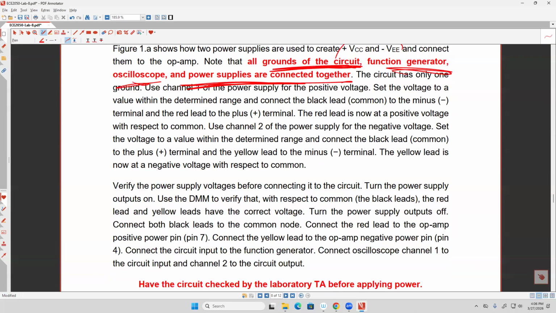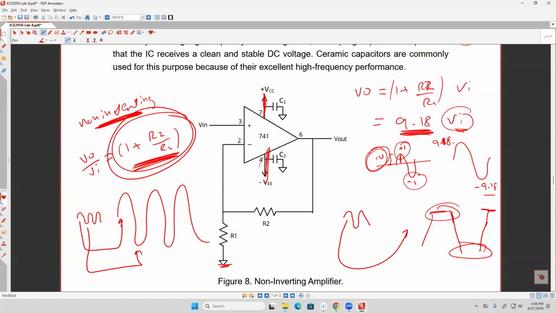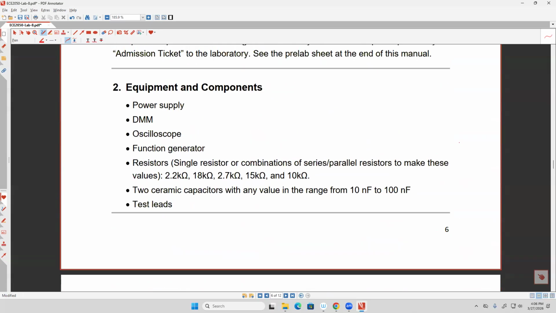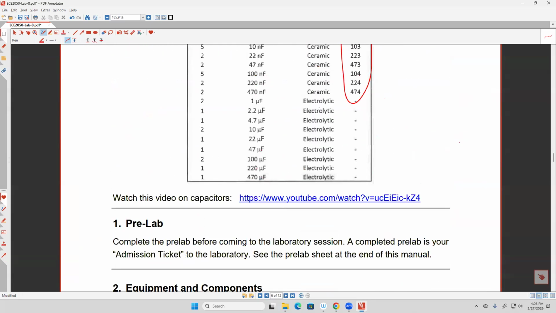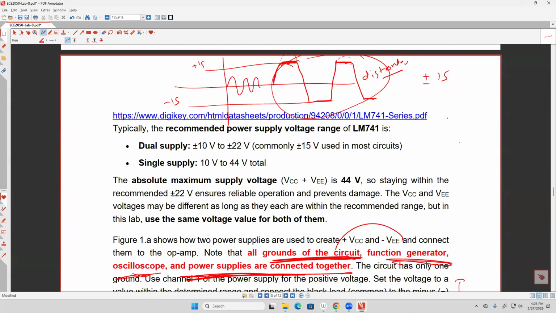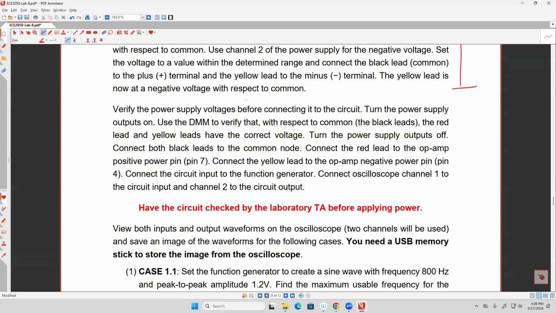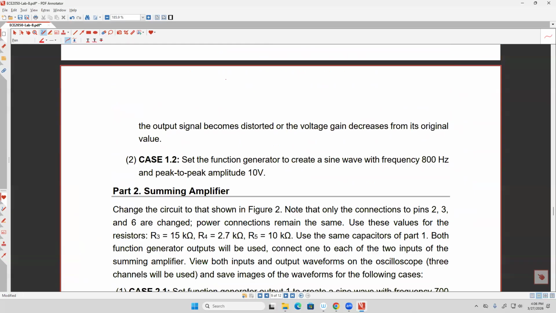Anyway, as I told you, you have to use two channels, because until now we need two power supplies for the bias voltage. So now you need to use two channels. If you decide to select 15, make sure both channels are 15.